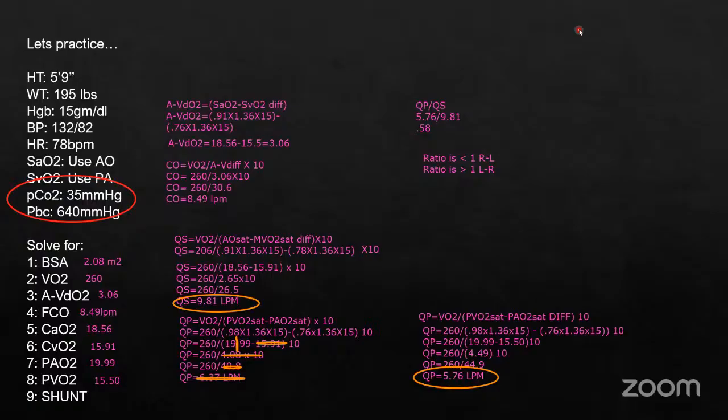Any other question? No? So the other two should be very simple, just like those two. Resolving for BSA, VO2, one step at a time, get focused on what you know.